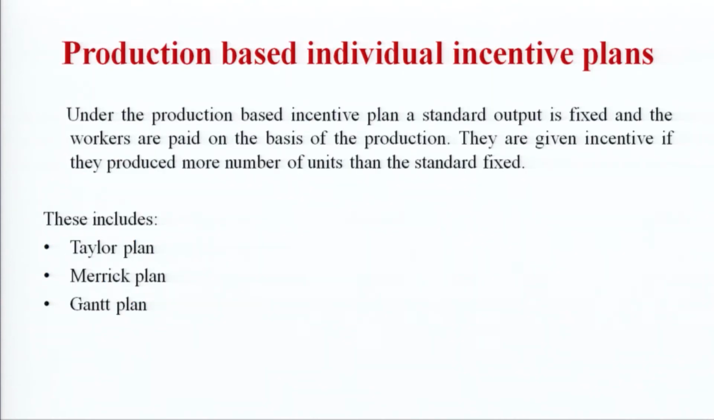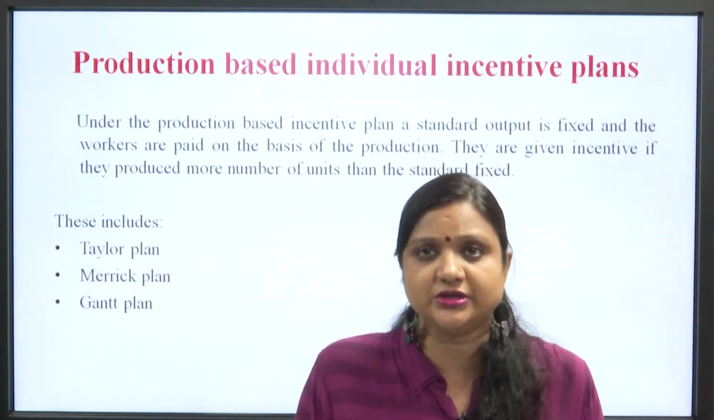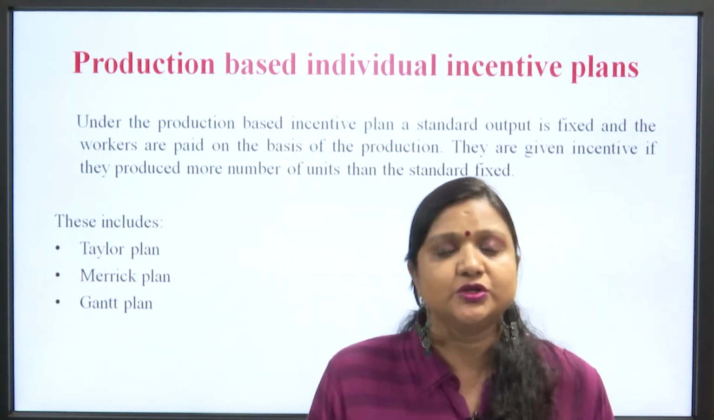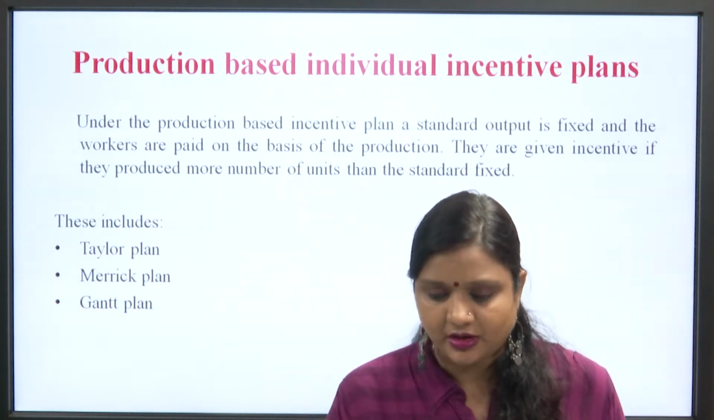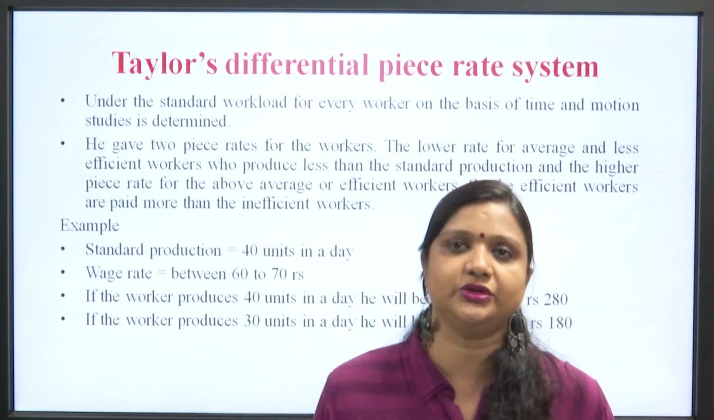So, now the next method that comes under individual incentive plan is based on production. These are basically the different methods like Taylor, Merrick and Gantt plan. So, let us have a discussion one by one on these methods.